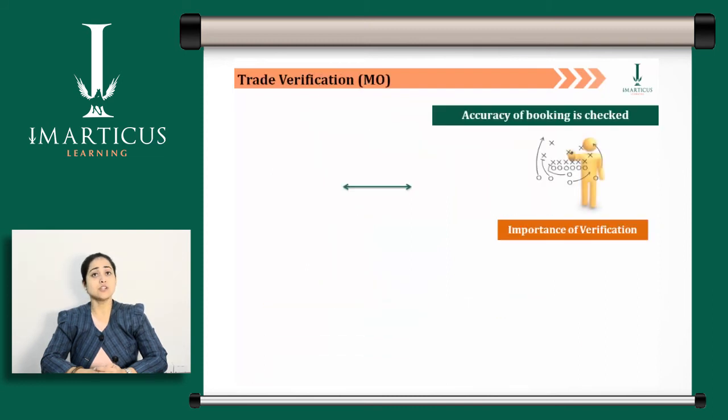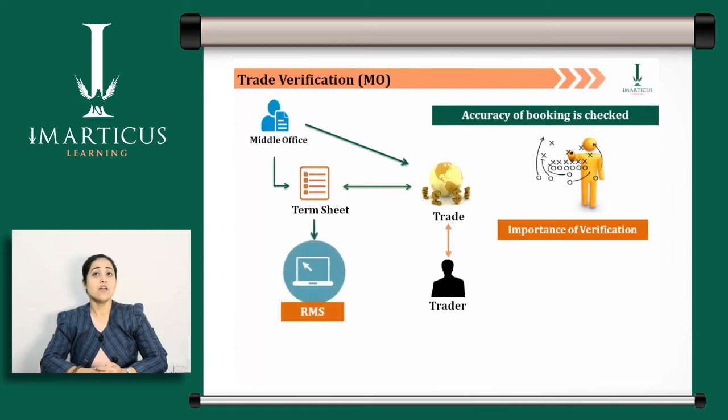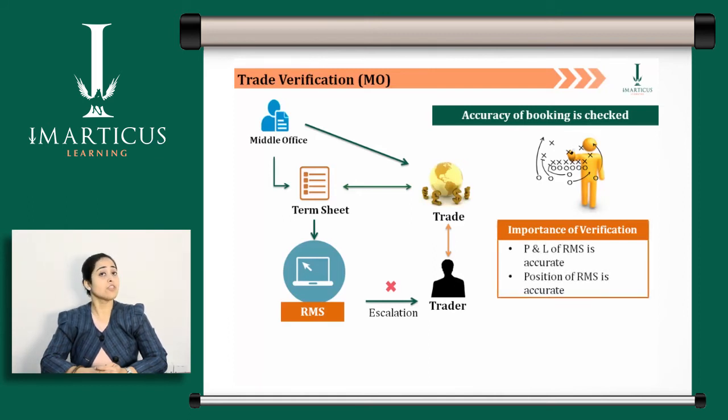The next stage in the TLC is verification, which is when the accuracy of the booking is checked. Here, the middle office will check if the trades have been captured accurately by the trader. To perform this function, they will refer to the term sheet generated as part of the trade execution stage and then compare it to the trade captured in RMS. Any differences or breaks identified will then be escalated to the trader to advise. If there are no discrepancies, verification will be deemed completed.